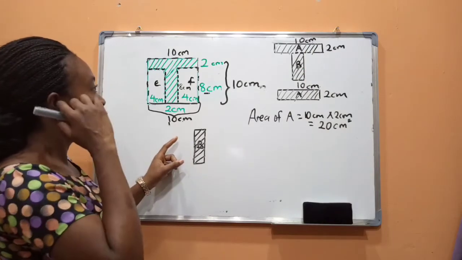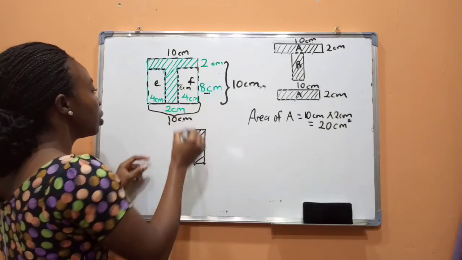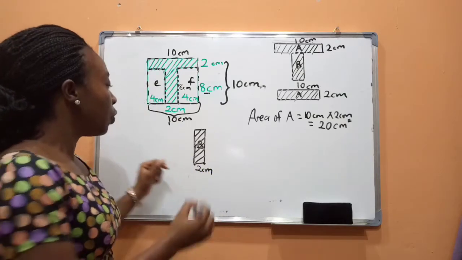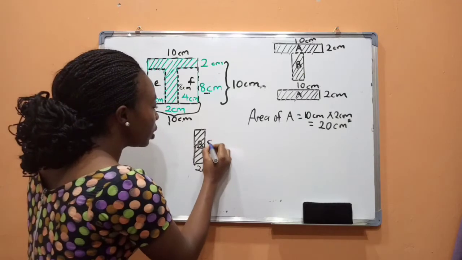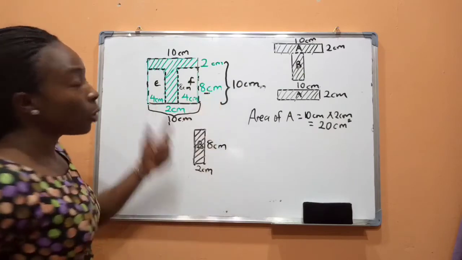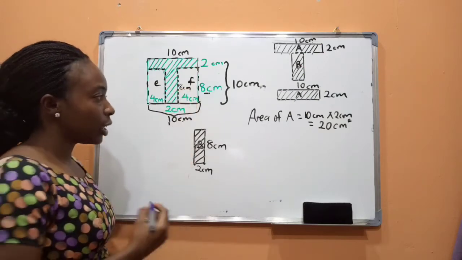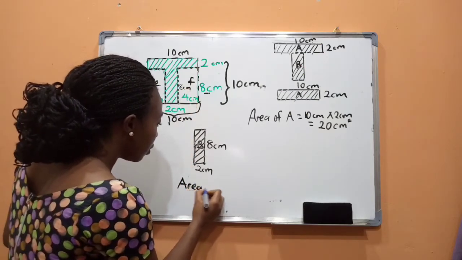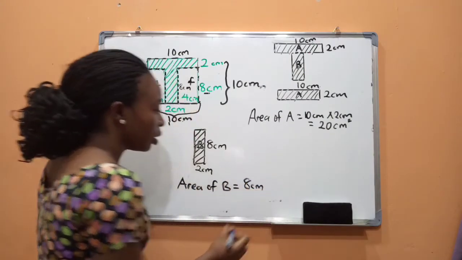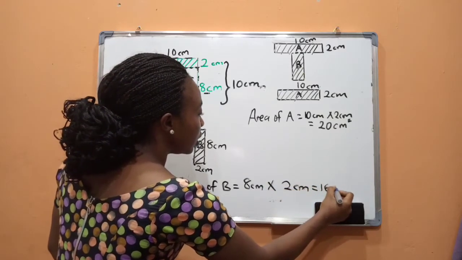Okay, for B, we know that from this point to this point is 2 centimeters. Take a look at this previous question, here to here is 2 centimeters. So we're going to write the 2 centimeter here. Then we know from here to here is going to be 8 centimeter. Opposite sides of a rectangle are equal. That means from here to here is equally 8 centimeters. So area of B will be equals to 8 centimeter times 2 centimeter. That's going to give us 16 centimeter square.